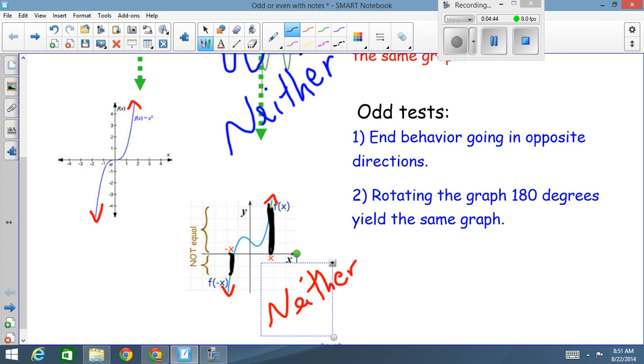Okay, so essentially if it's shifted up or down off of the origin, your origin is right here, if it's shifted up or down, it's going to be pretty much impossible for it to be an odd function. And that's that.